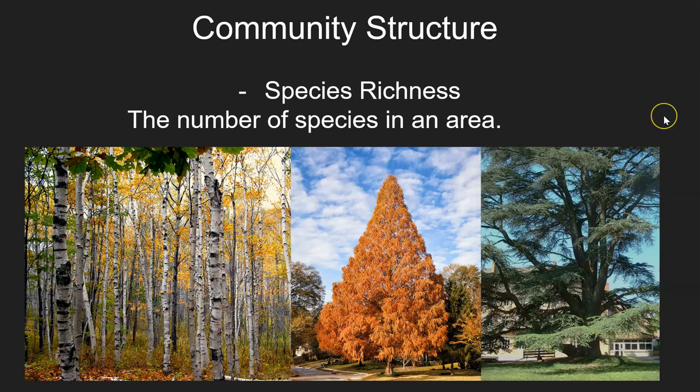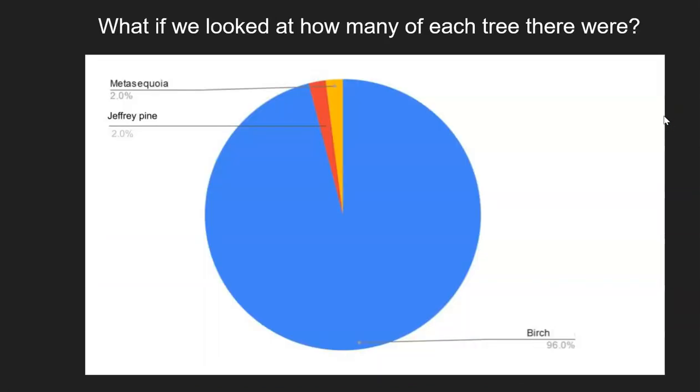Now, this is a really interesting and useful statistic, but it can be problematic. Because what if we just looked at how many of each kind of tree there are? If it's 96% birch and you only find one Jeffrey pine and only find one metasequoia, is this a particularly diverse area? And the answer is no, not really. And so species richness can be useful, but you kind of need more than that to describe the actual structure within a community. And so what you're seeing here is the relative abundance. It's 96% birch, 2% Jeffrey pine, 2% metasequoia.